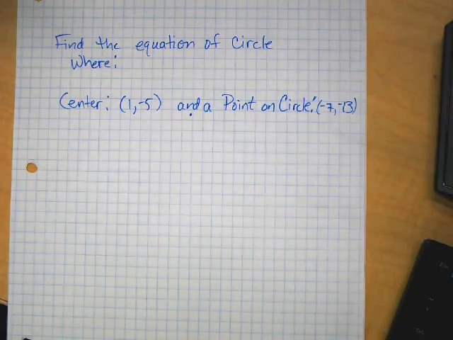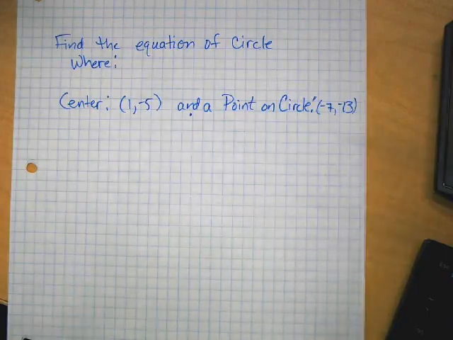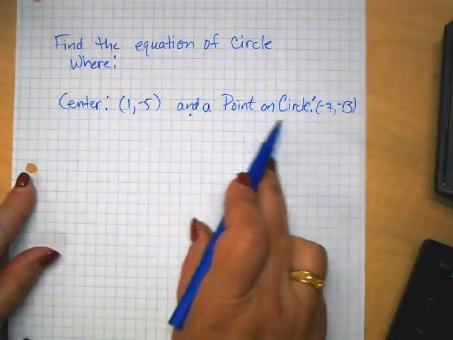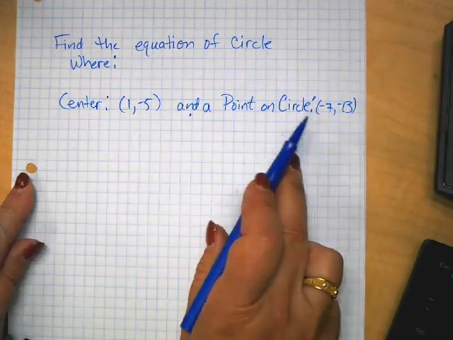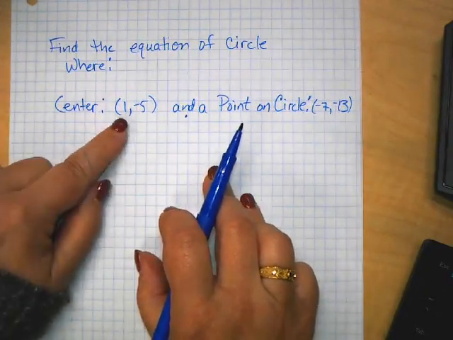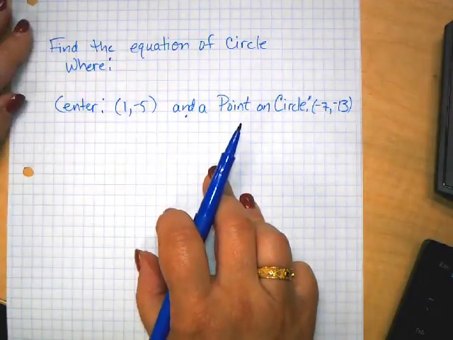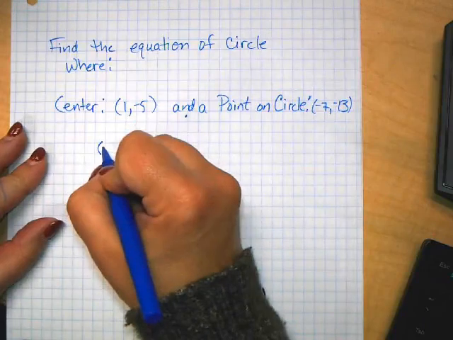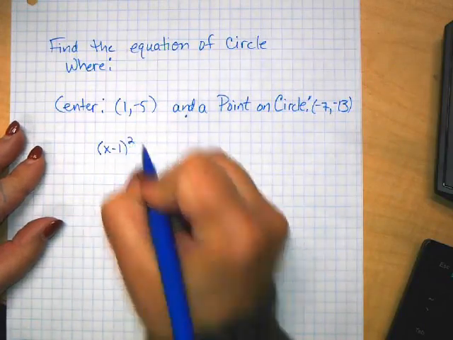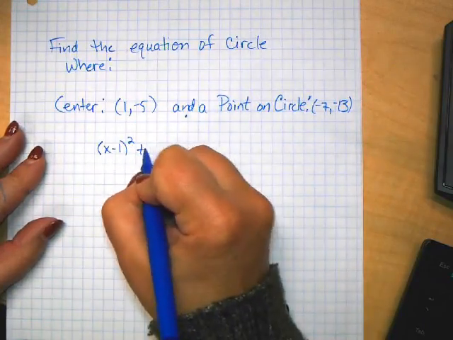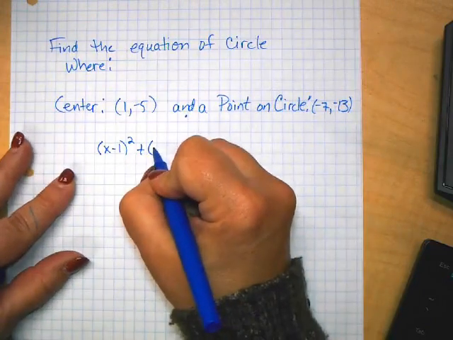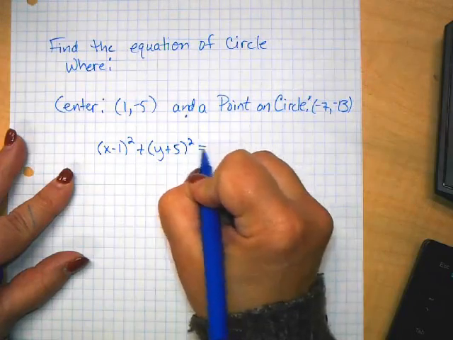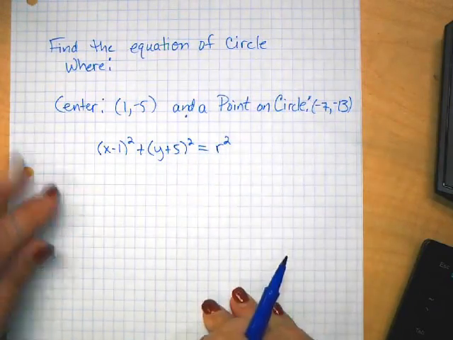So now we're going to take a look at trying to find the equation of a circle where we are given the center point and another point on the circle. So we know that in this case, if the center point is 1, -5, then we can safely say that the first part of the equation is going to be x minus 1, the quantity squared, and the second part is y plus 5, the quantity squared. But we need to find the radius squared.